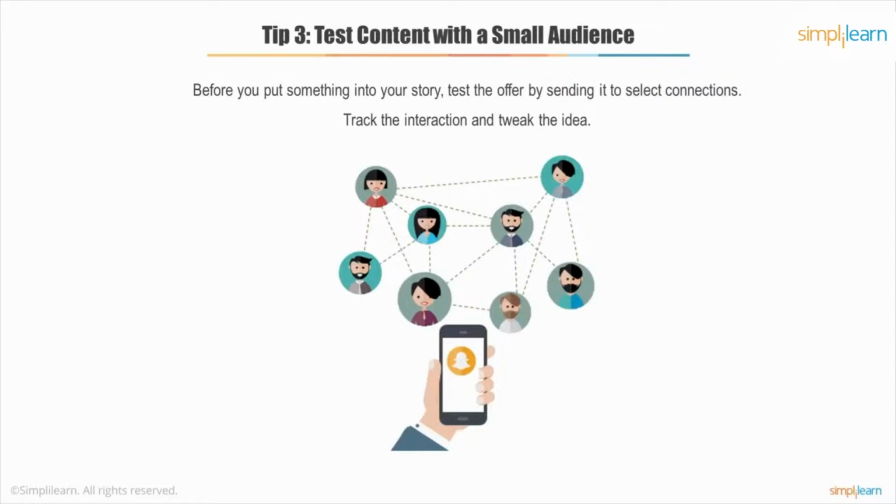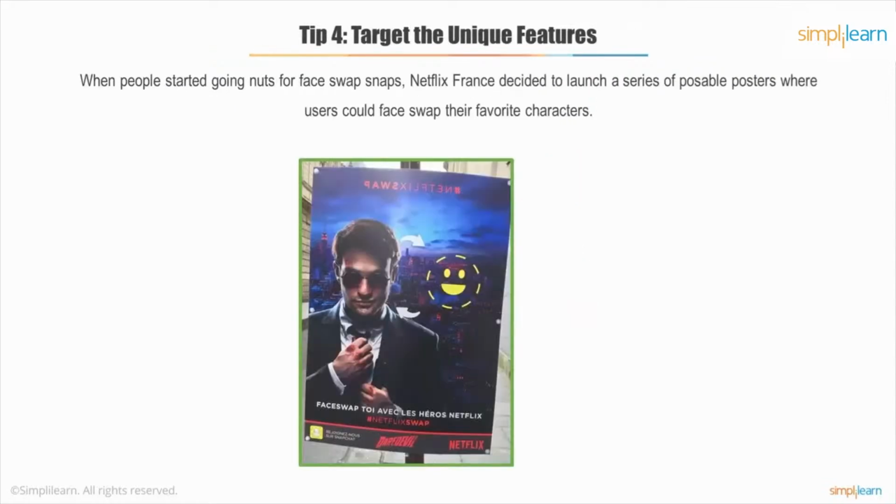Before you put something in your story, you have the chance to send it to even just randomized connections to look and see what the response is. Track the interaction, tweak the idea a little bit, and give it a little bit more polish before you come back and then publish it into your story where it's going to go out to everybody. Tip 4 is to target the unique features that exist on Netflix.